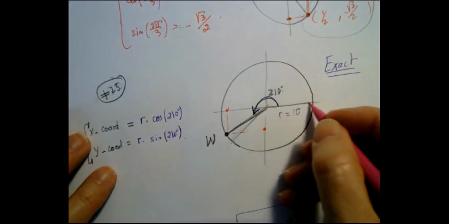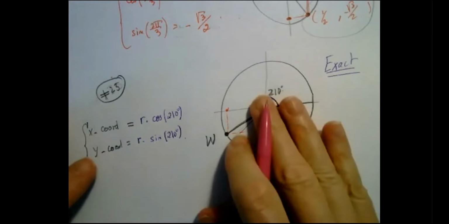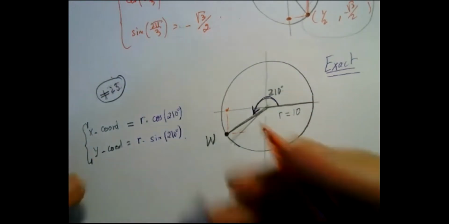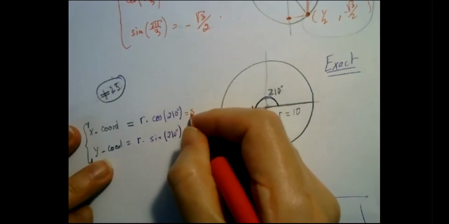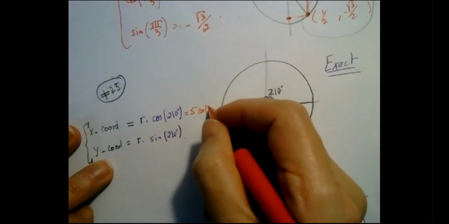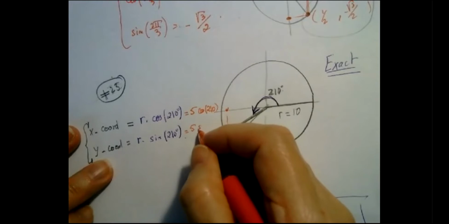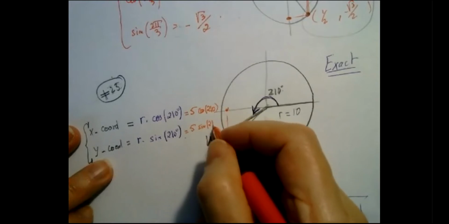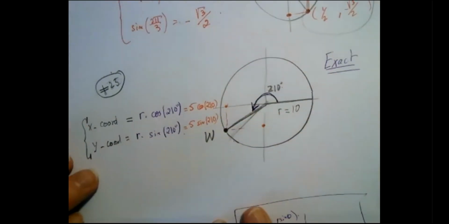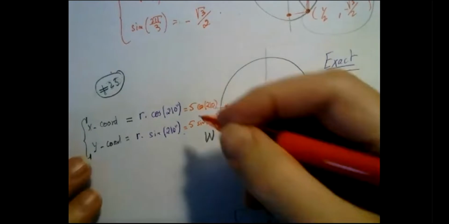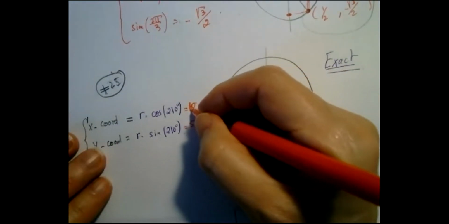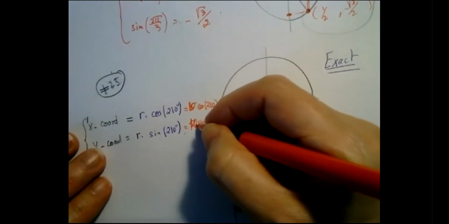Now the r in this problem is the radius. So the x coordinate is equal to 5 cosine 210, and the y coordinate is 5 sine of 210. And 210 is in degrees, not in radians. Wait, the radius is 5? I'm at the 210, of course. I'm checking if you guys are following me or not.